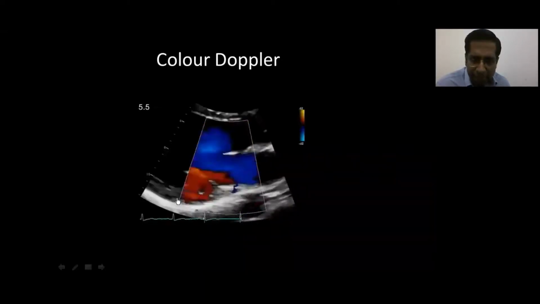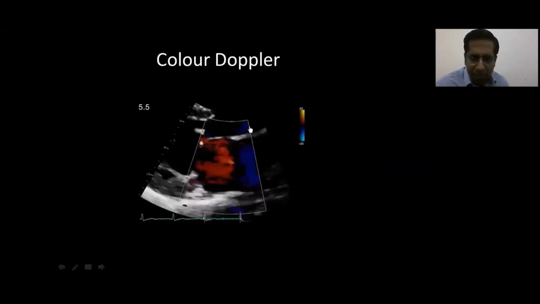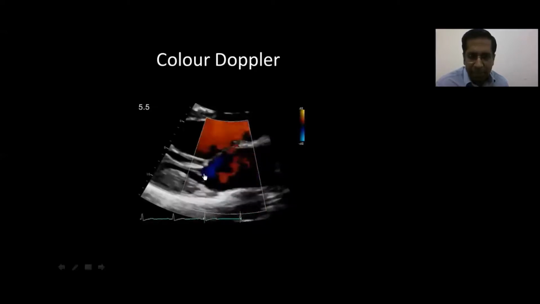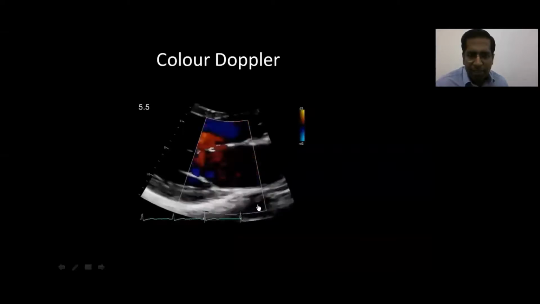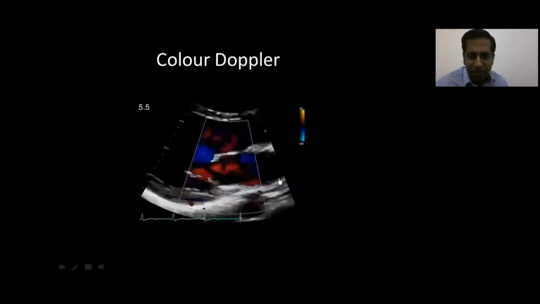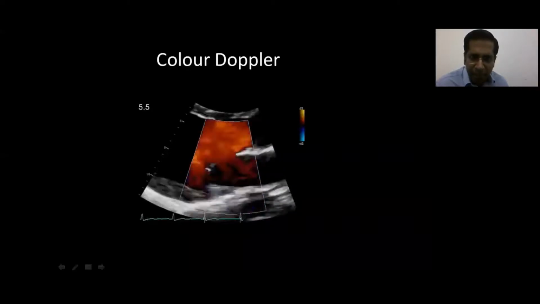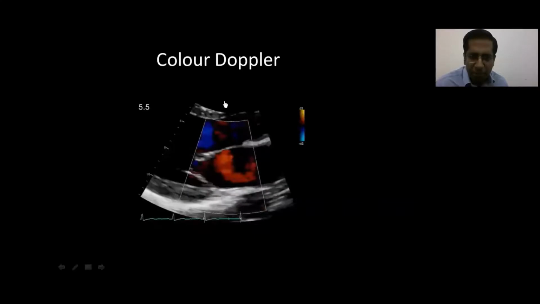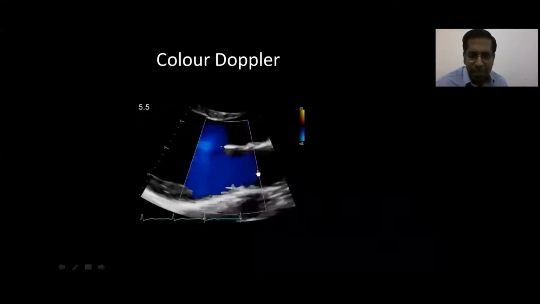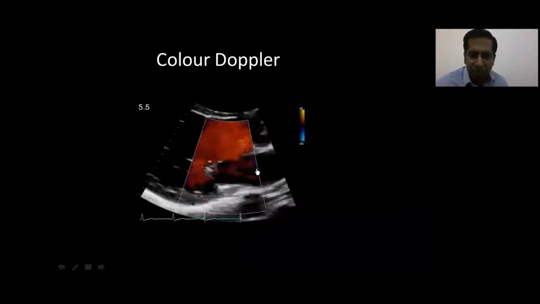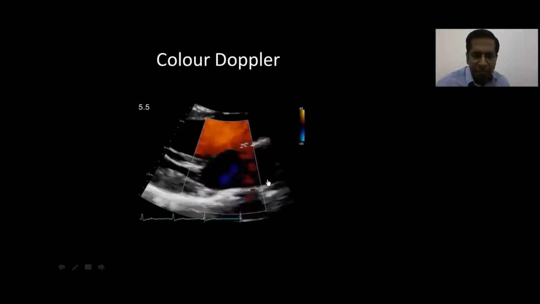The other thing is that you keep the color sector box as small as possible, but at the same time make sure that it covers the area of interest. You don't want the box covering the full sector width, because that way your resolution and your frame rate go down. It doesn't really matter how big you make it from top to bottom. What matters is how much you make it from side to side. If you widen it side to side, your frame rate is going to go down. That is important to keep in mind.